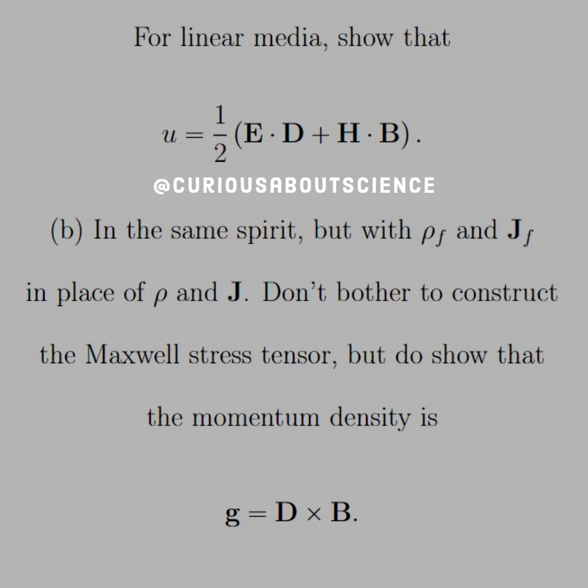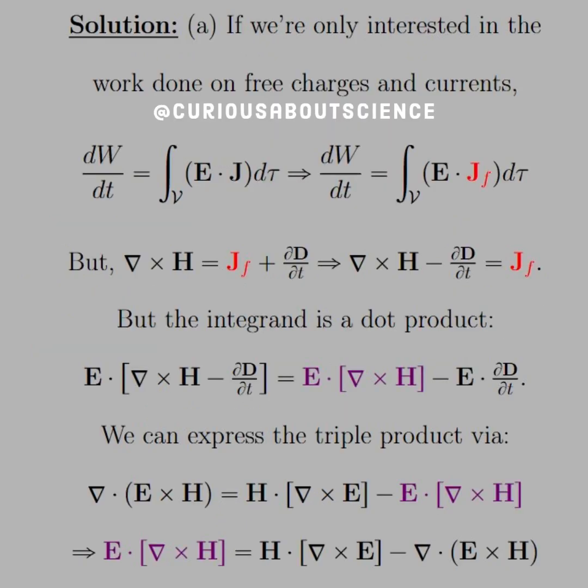don't bother to construct the Maxwell tensor, but show that the momentum density g is equal to D cross B. Ooh, we had our hands full with this one.